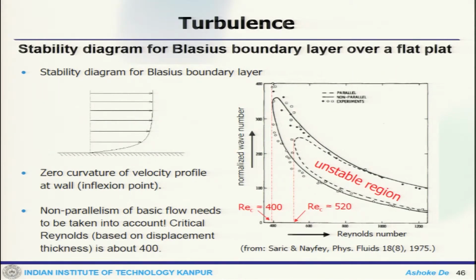Now, similarly, you put a stability diagram for boundary layer flow over a flat plate. So, this is my flat plate, and this is the Blasius boundary layer. One important point to be noted here is that there is zero curvature of the velocity profile at the wall, that means at the inflection point. So, non-parallelism of the basic flow needs to be taken into account. So, this is my Re critical 520, this is Re, and this is my unstable zone.